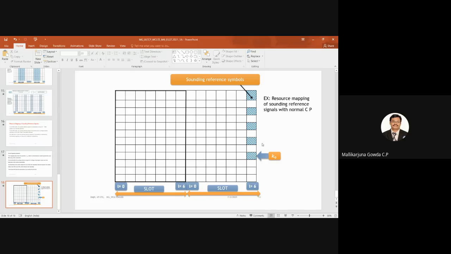The y-axis has frequency, starting from k0. This is the resource mapping of the sounding reference signal with the normal cyclic prefix, and it will be different for the extended cyclic prefix. Hope you are getting some idea of the location of the sounding reference symbol and the demodulation reference signal. That depends on the PUCCH format.